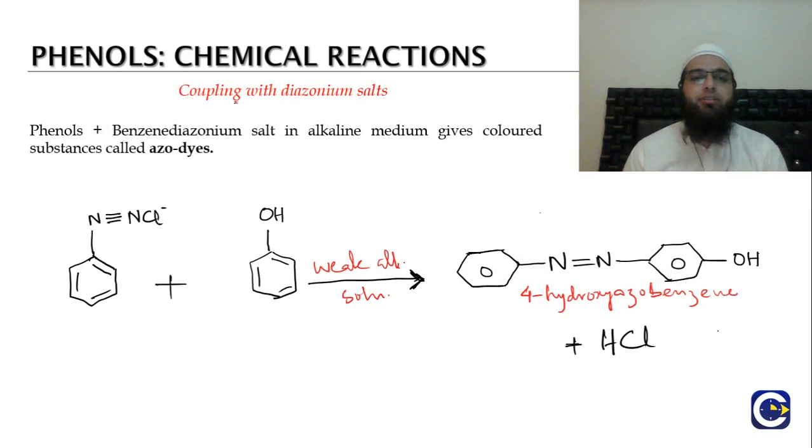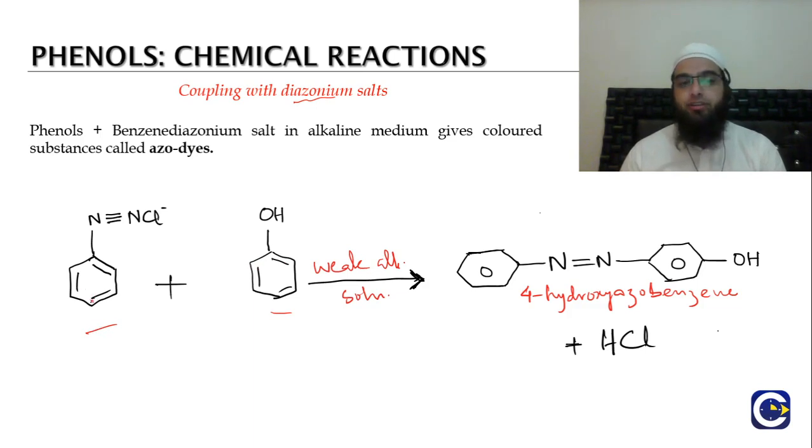Another important reaction is the coupling with diazonium salts. We can couple the phenol with the diazonium salt; such reactions are called coupling reactions. So we are coupling these two compounds. This is the phenol and this is the benzene diazonium salt.